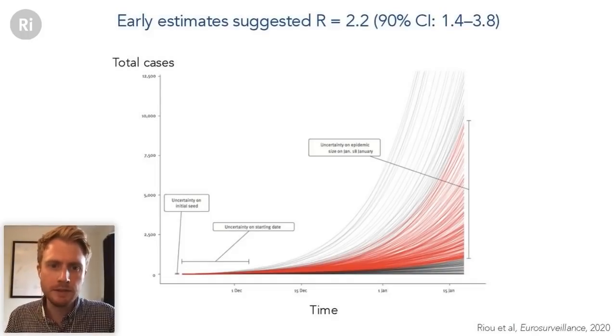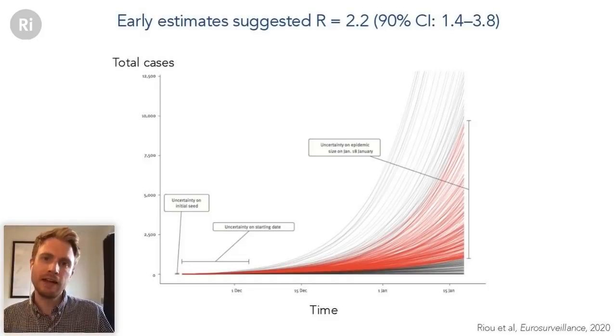As you can see, there's a lot of uncertainty in the confidence interval in these estimates. And that's reflected in this plot here: there's uncertainty on the initial seed, so the initial size of the outbreak, uncertainty in the starting day, and uncertainty at where it ends up. So all of these are reflected in a lot of uncertainty around the reproduction number.